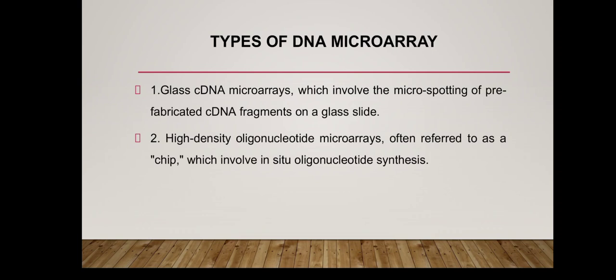While the high density oligonucleotide microarray, also known as chips, involves in situ oligonucleotide synthesis, the direct synthesis of the oligonucleotide on an array surface, with high density, thousands to millions of probes per array. This technology enables high throughput analysis and precise measurement of transcript levels and genetic variations. Examples include Affymetrix GeneChips and other commercial platforms.